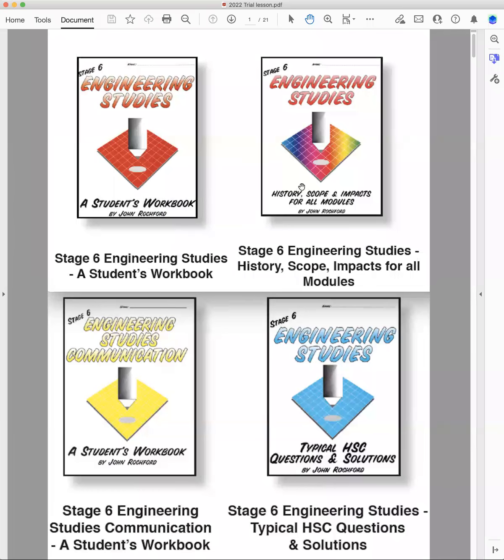This is the modules book, as you can see, communication, and make sure that you've done all of the questions in this book. This book is particularly handy because it's got all of the questions that relate to the 10 units in this book here, and also it's got solutions, and that's a really good way of learning how to do particularly the mechanics questions.